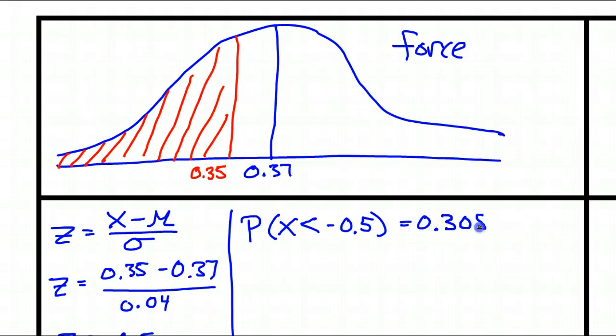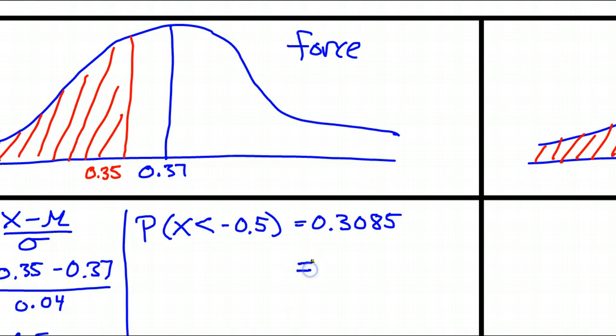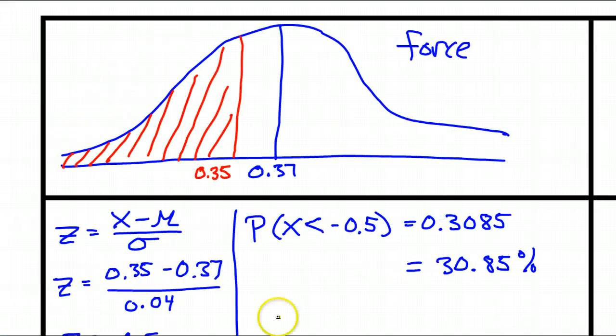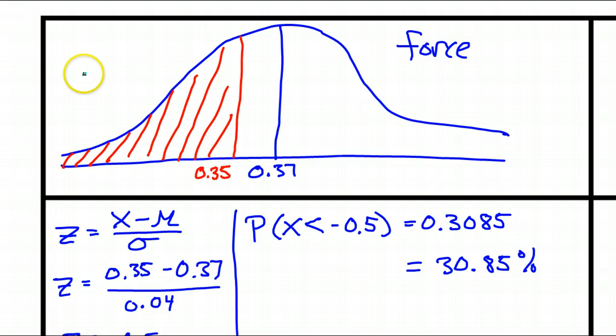Point 3085. Okay, and as a percent, that would be 30.85%. Okay, let's go ahead and record that on our picture here. So this red part of the graph here is 30.85% of the data. I don't know why that seems off to me, but it must be correct. So there we go.